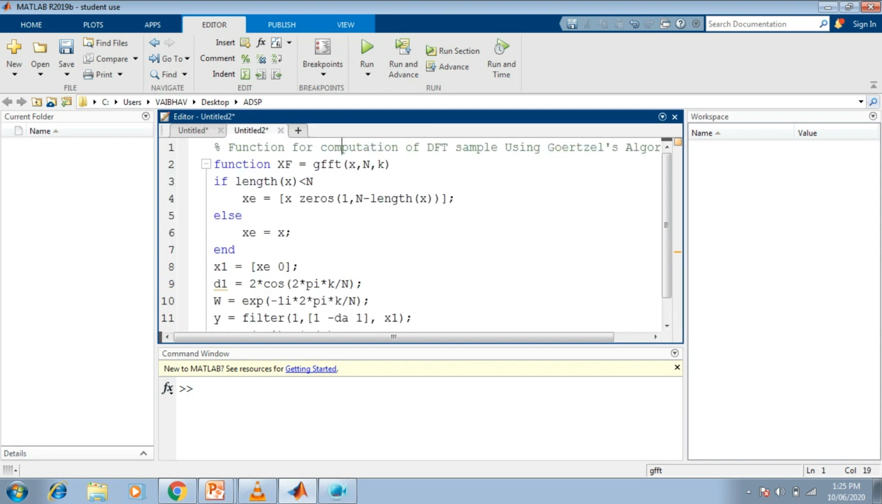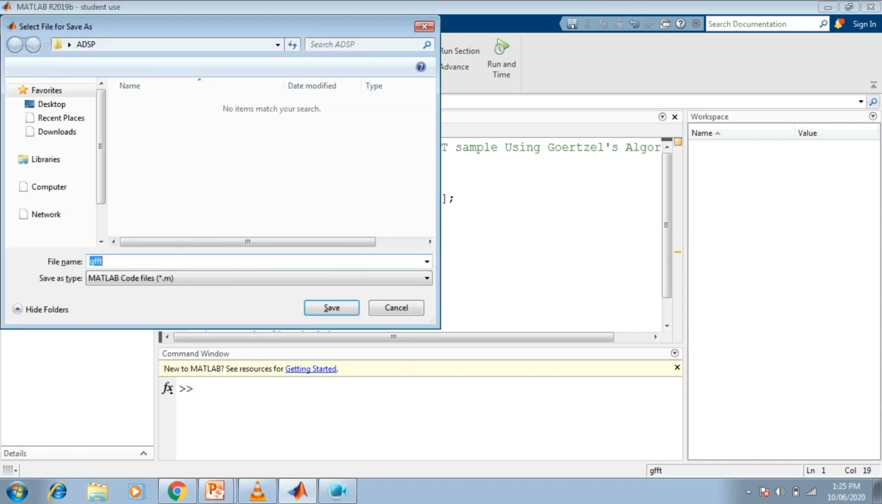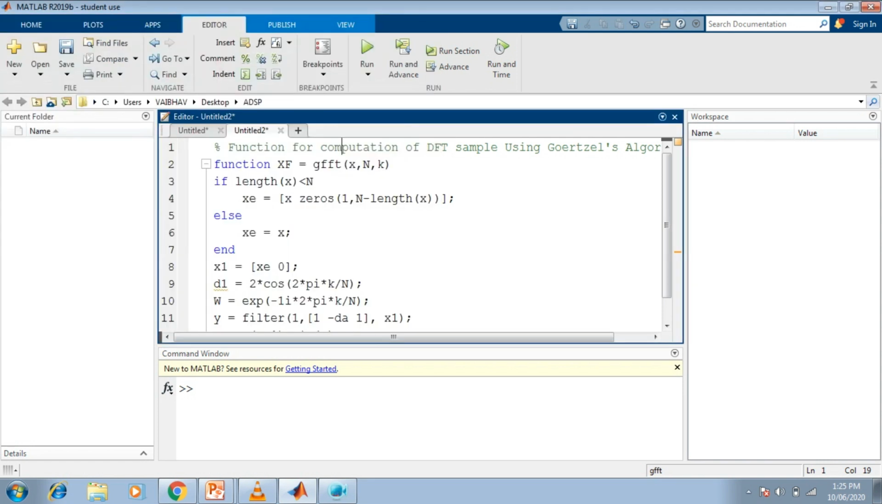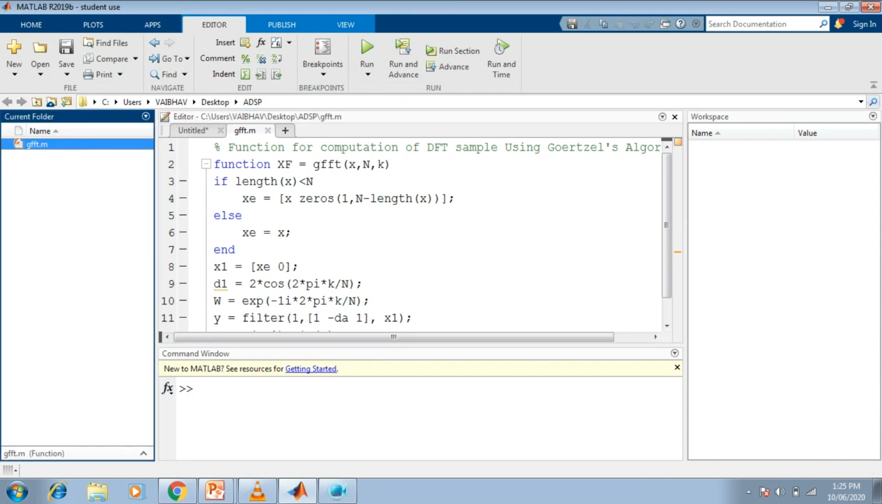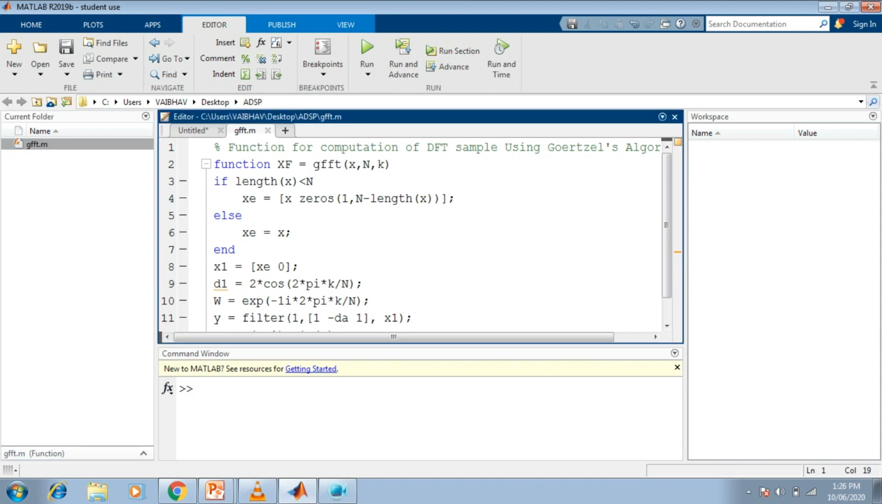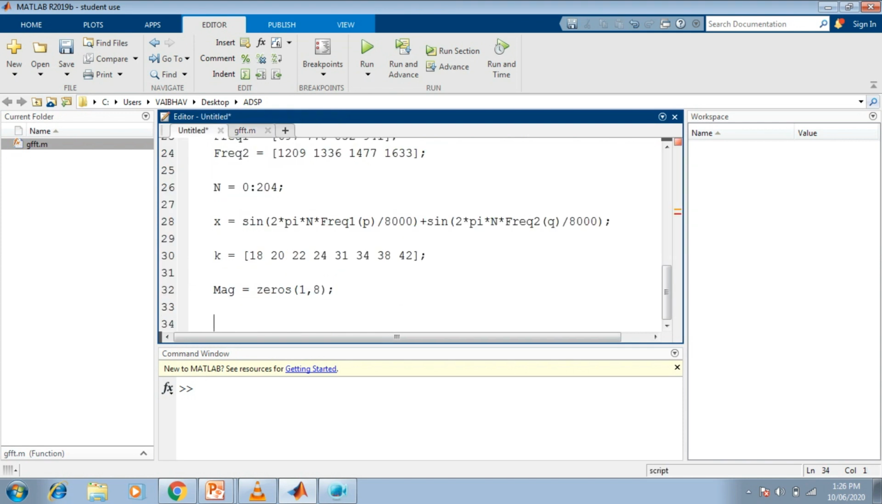So let us save this function to the current directory. For the Goertzel algorithm we name it gfft.m, where .m is the file extension. So it has been saved to the current folder named ADSP, and now the same name has appeared on the untitled tab in the editor window here. Now we get back to the main script here.